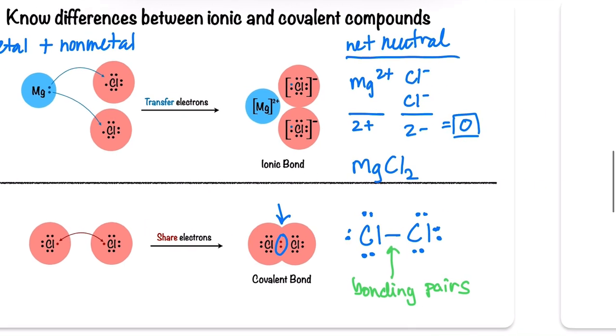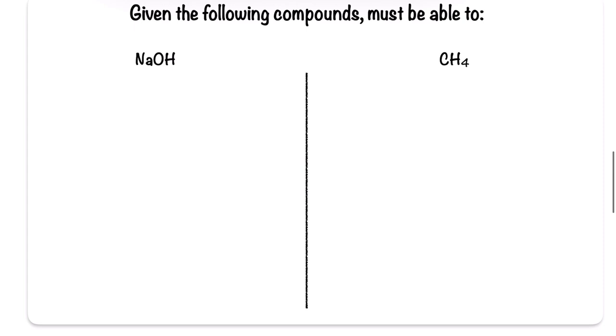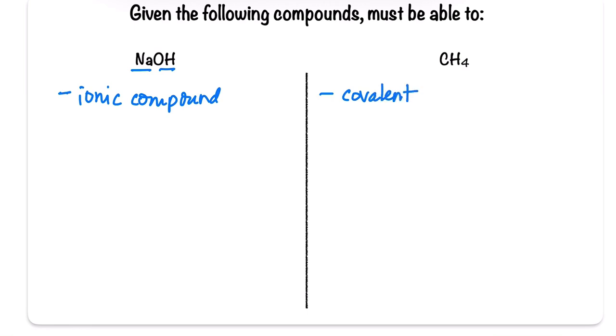All right, so given all of this information, you should be able to say a few things about each one of these compounds if you are given one of these. Right? So if I am given sodium hydroxide and CH4, so NaOH and CH4, immediately you should be able to note that NaOH is an ionic compound. How do I know it's an ionic compound? Well, it contains a metal, which is sodium, and it contains nonmetals. By definition, this is going to be an ionic compound. I will know that CH4 is a covalent compound because it contains only nonmetals. There are no metals in there, so it's going to be a covalent compound.